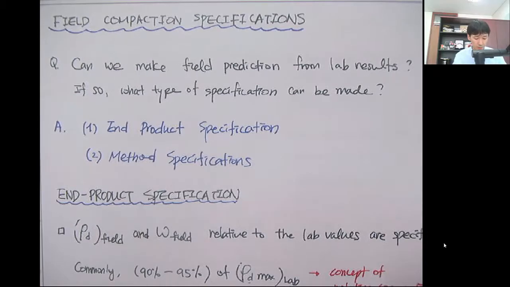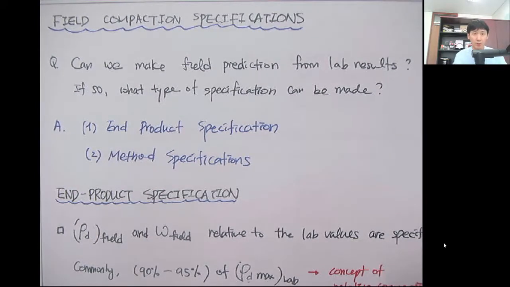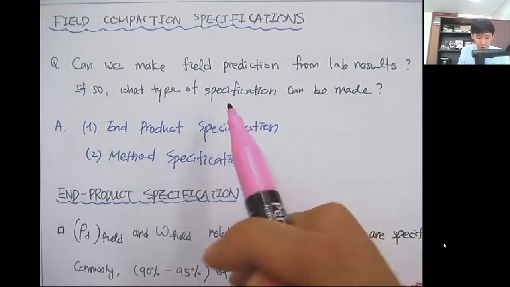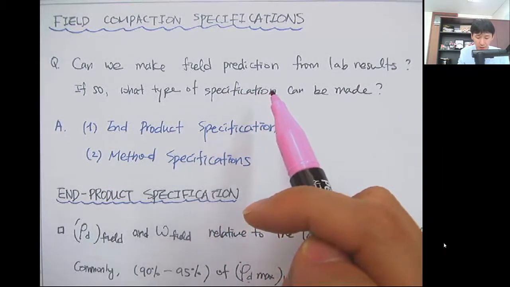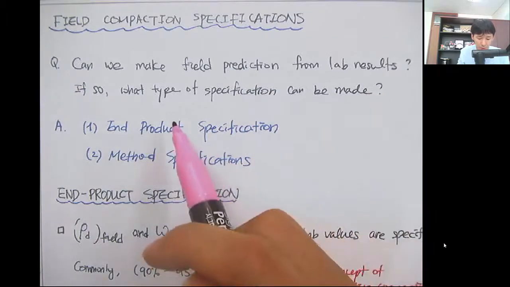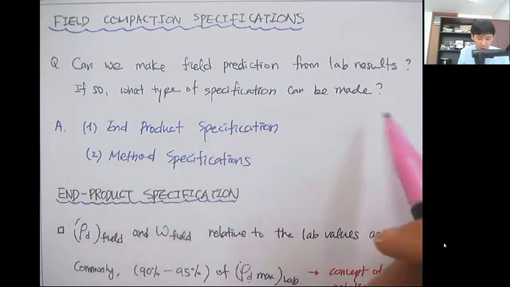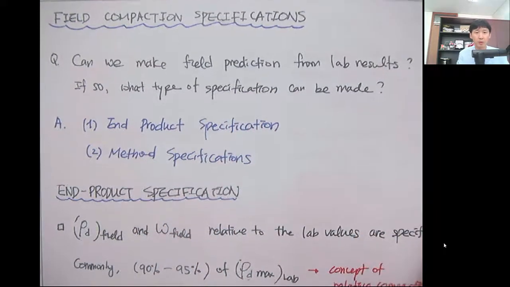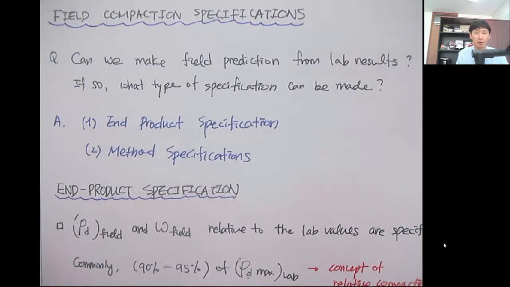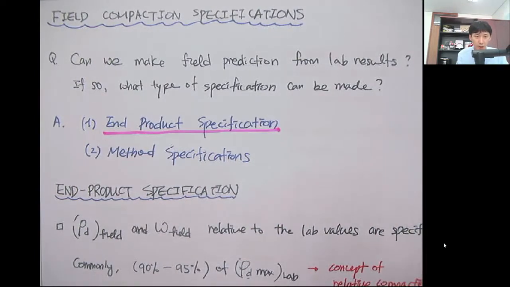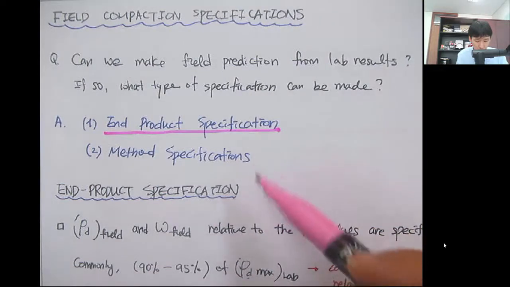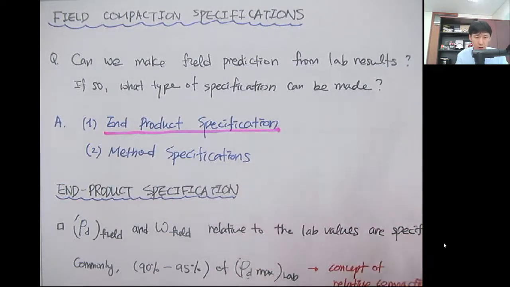So first, let's talk about the field compaction specifications. Can we make a field compaction prediction, so how well the field is being compacted, from the lab result? If so, what type of specification can be made? Typically people use two types of specification. One is the end product specification, and the other one is the method specification. Today we'll go over what these specifications are.